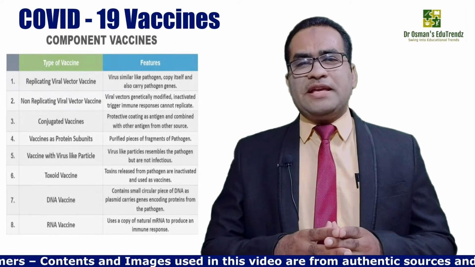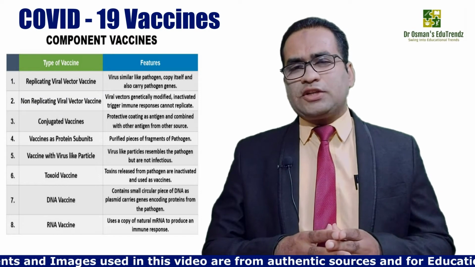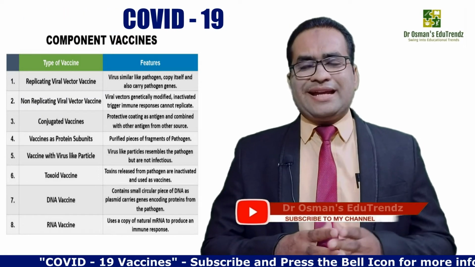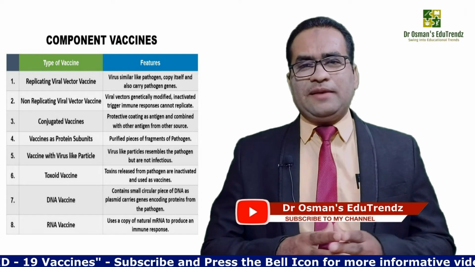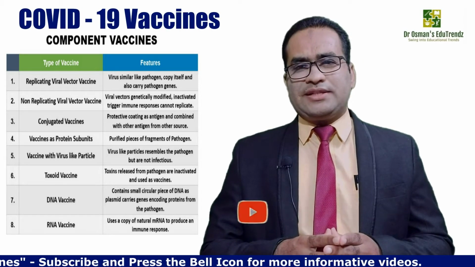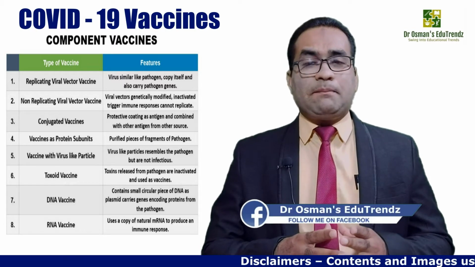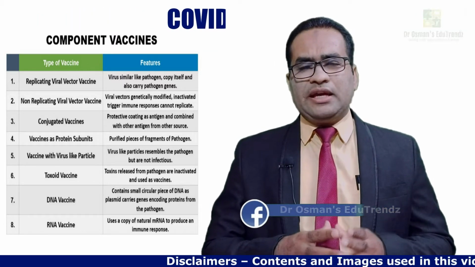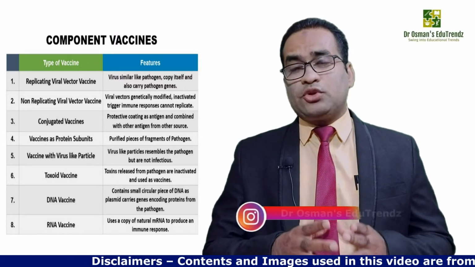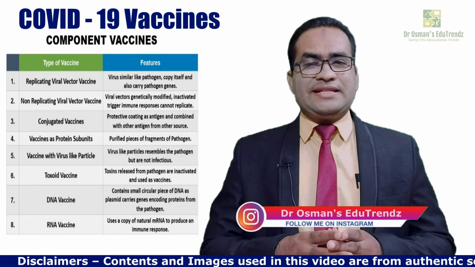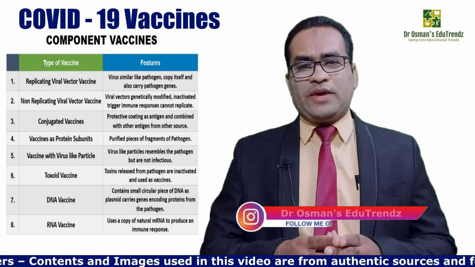Moving on to the second major category of vaccines, that is component vaccines. This category contains the first type, that is replicating viral vector vaccines. These vaccines are made by taking another virus which is similar to the pathogen and can copy itself, and also carry the pathogen gene. Next is the non-replicating viral vector vaccine.